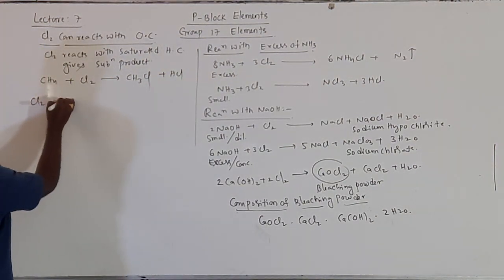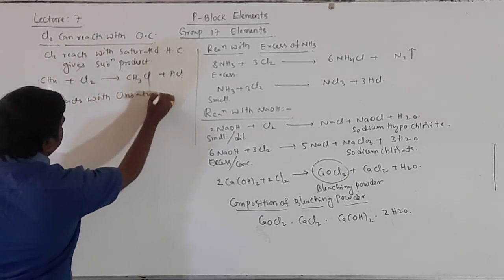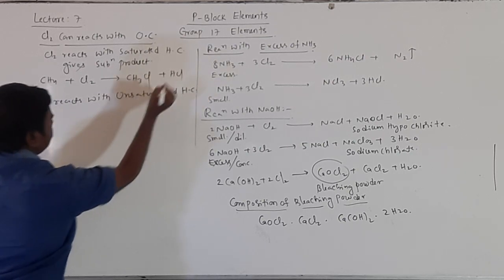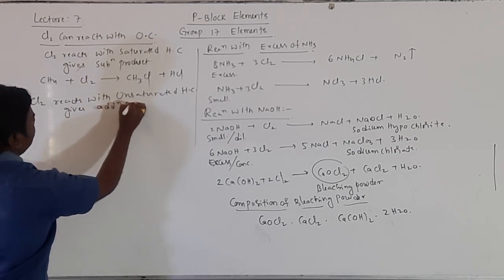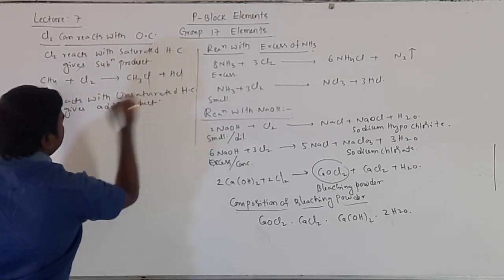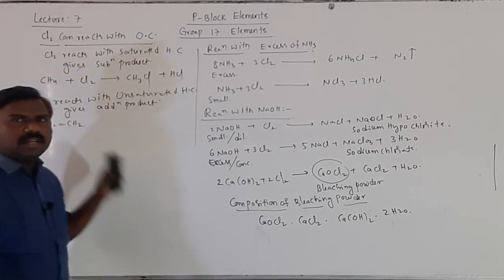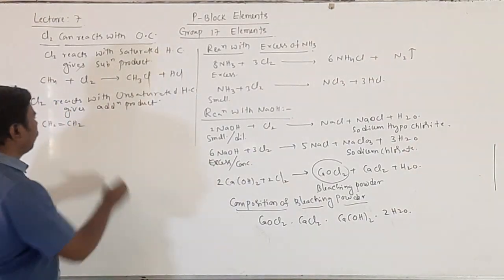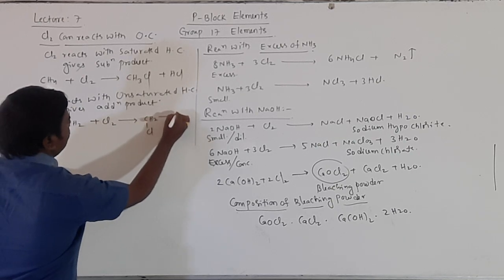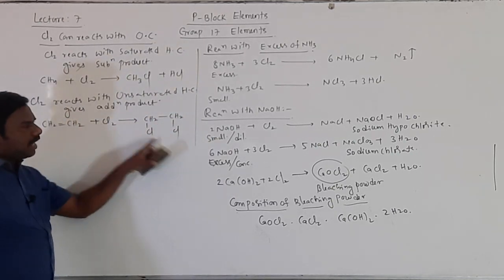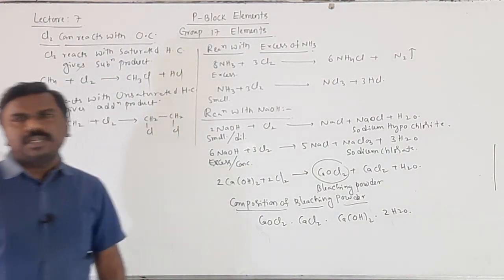When chlorine reacts with unsaturated hydrocarbons, it gives an addition product. Very, very important. Unsaturated means addition product. CH2 double bond CH2, a double bond is there, so it is an unsaturated hydrocarbon. It reacts with chlorine, then gives rise to CH2Cl and CH2Cl. Chlorine is added. Very, very important. Right, students?